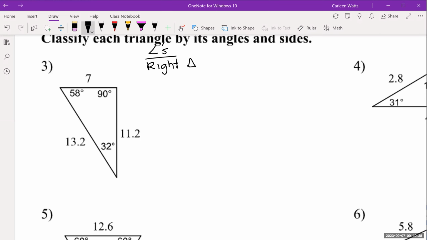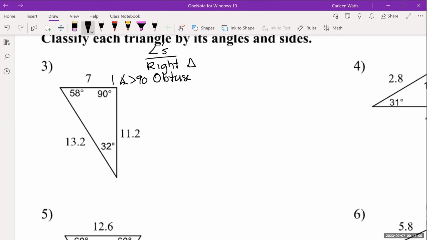So angles, if it has a right angle, it's a right triangle. What if it has one angle greater than 90? What do we call it? Hold on to that word you just said. We're going to get to that in just a second. Thank you. Obtuse. If it has one angle greater than 90, it is an obtuse triangle.